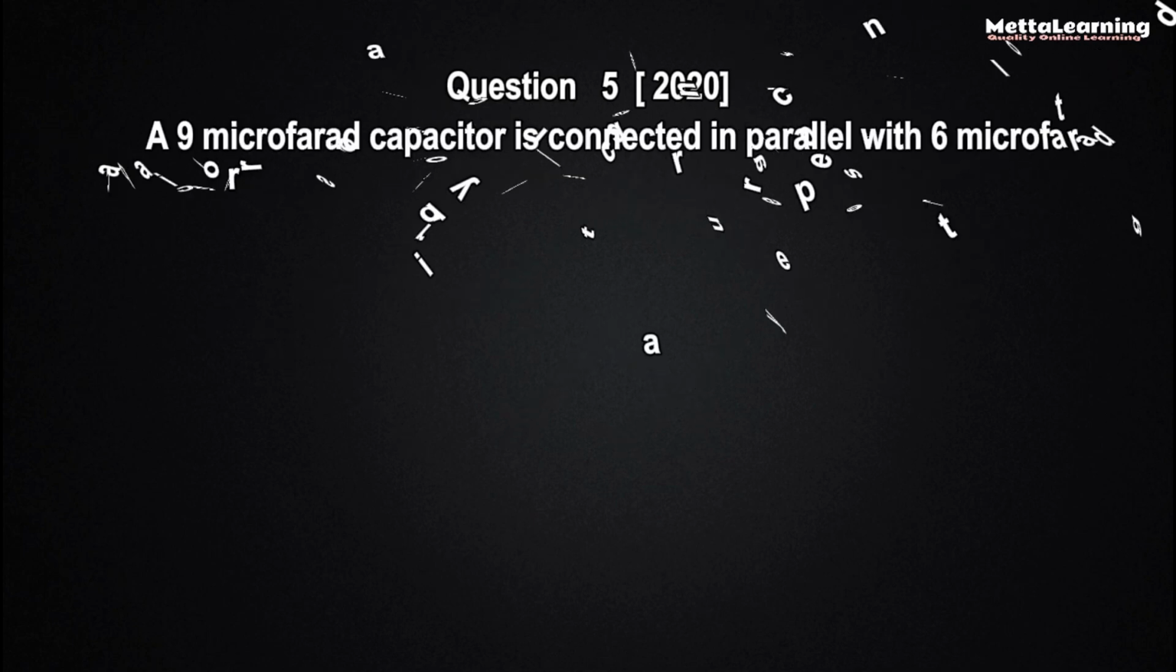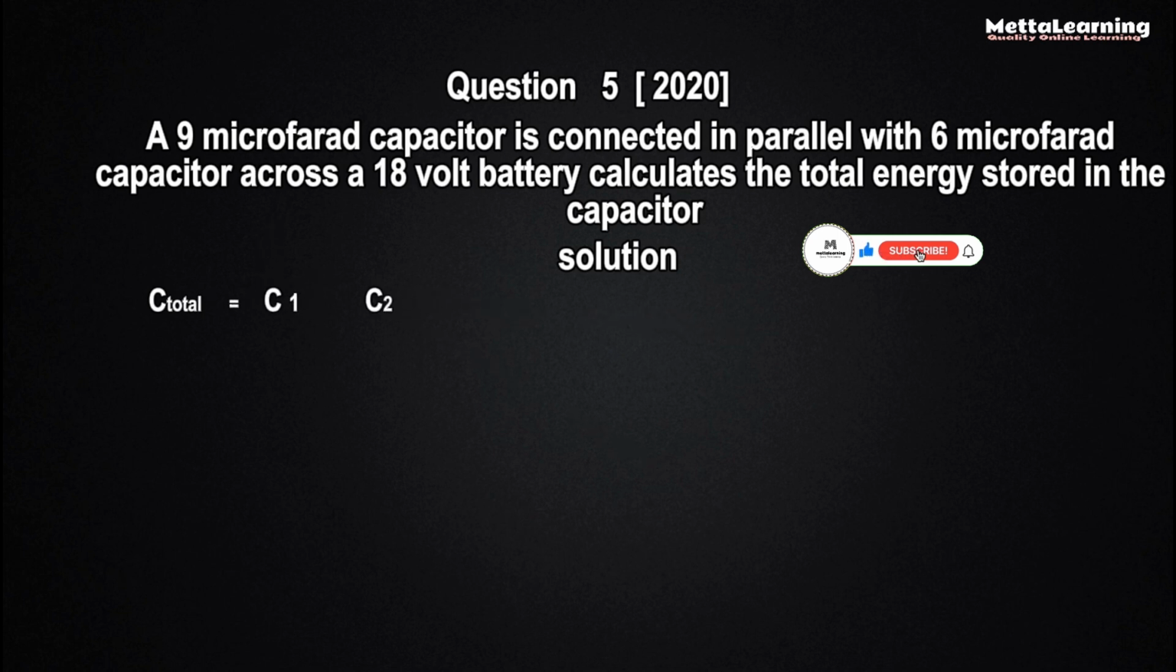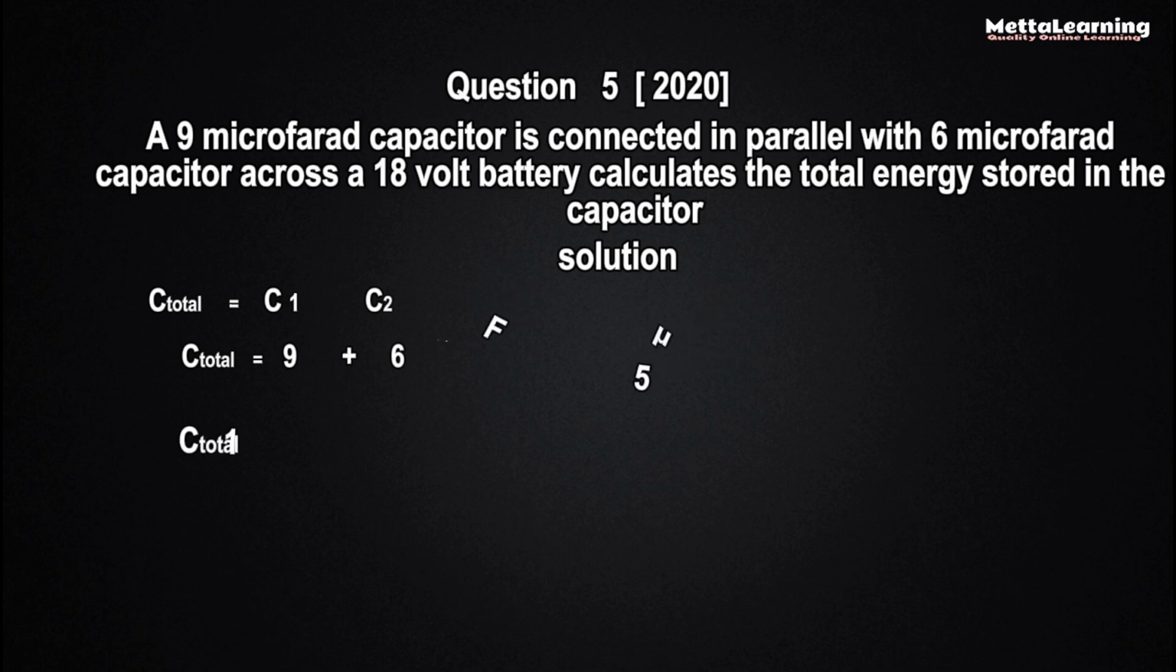It says a 9 microfarad capacitor is connected in parallel with a 6 microfarad capacitor across an 18-volt battery. Calculate the total energy stored in the capacitors. So to calculate the total energy stored, we have to find the equivalent capacitance. We're given 2 capacitors connected in parallel, so we use the formula total capacitance equals C1 plus C2. So by plugging this in, we have 9 microfarads plus 6 microfarads, which equals 15 microfarads as our total or equivalent capacitance.